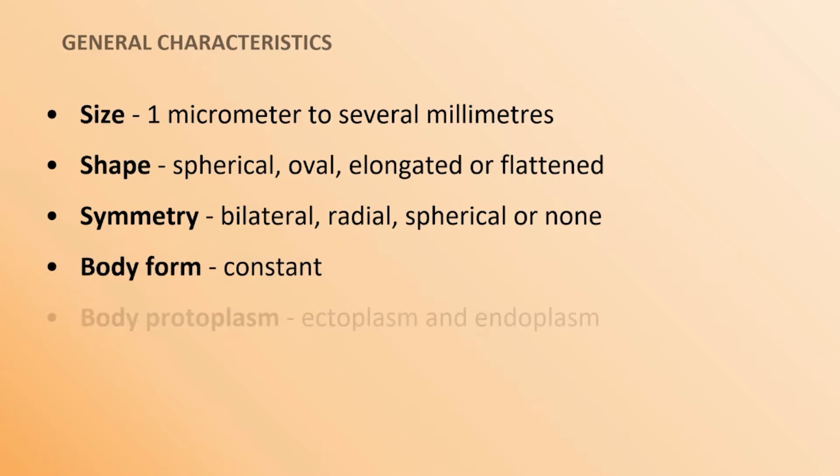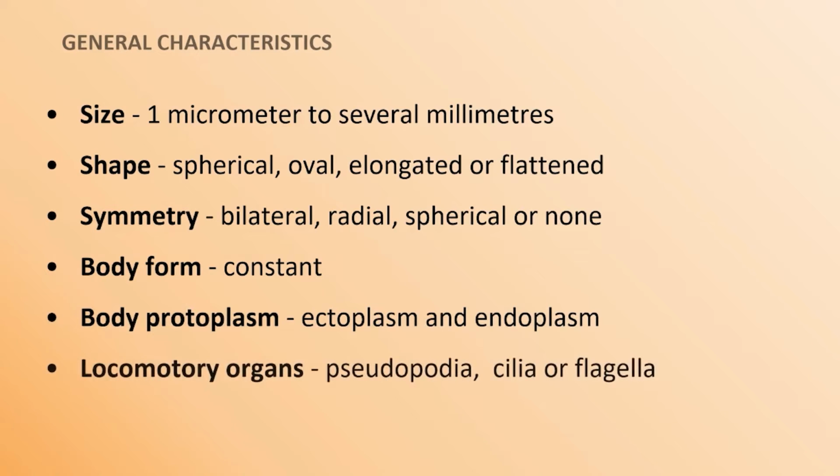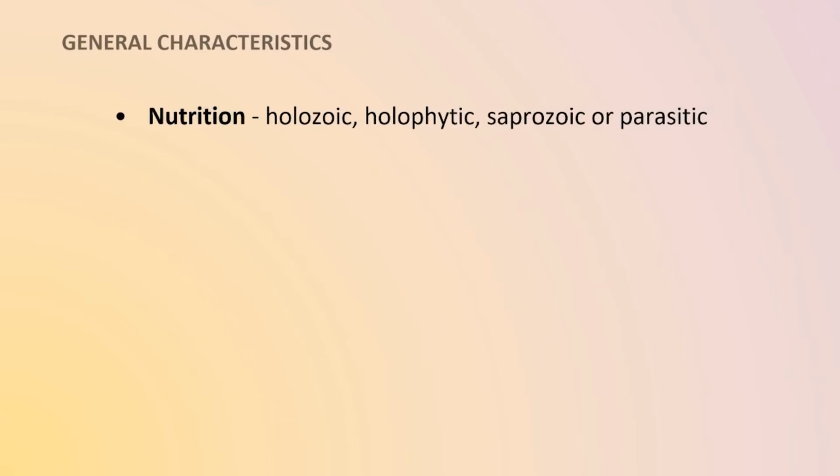The body protoplasm consists of ectoplasm and endoplasm. The locomotory organs are pseudopodia, cilia, or flagella. The body is naked or bounded by pellicle. Protozoans have various modes of nutrition. They are holozoic, holophytic, saprozoic, or parasitic.